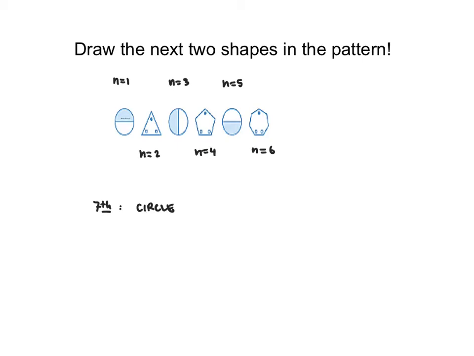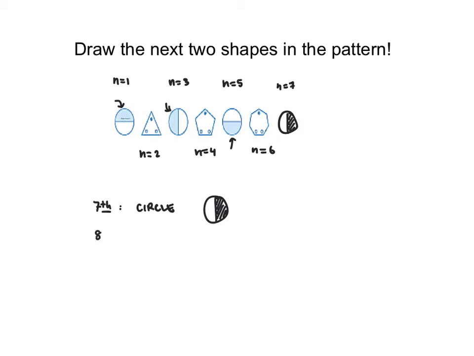Now within the circles, you'll notice that in the first term, the upper half is shaded. The third term, the left half is shaded. The fifth term, the bottom half is shaded. So the seventh term, I'm anticipating for the right half to be shaded. So that should be my seventh term. Let's put that in the sequence above. So that's n equals 7.